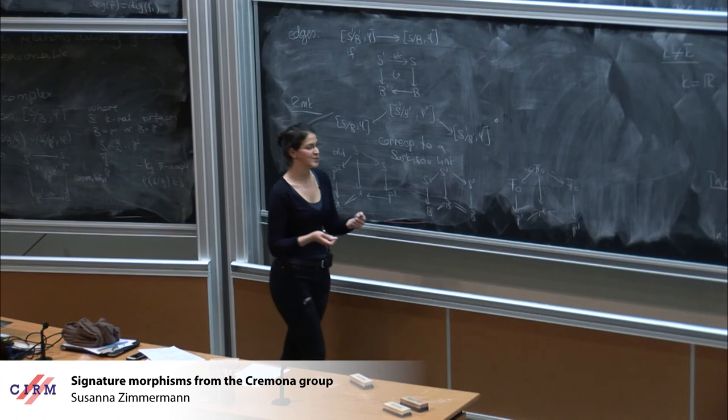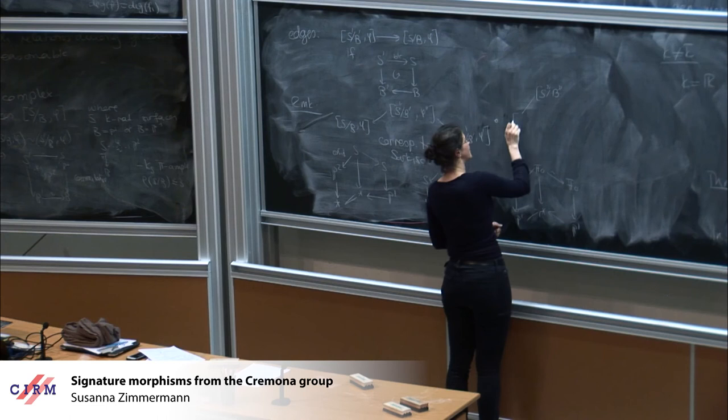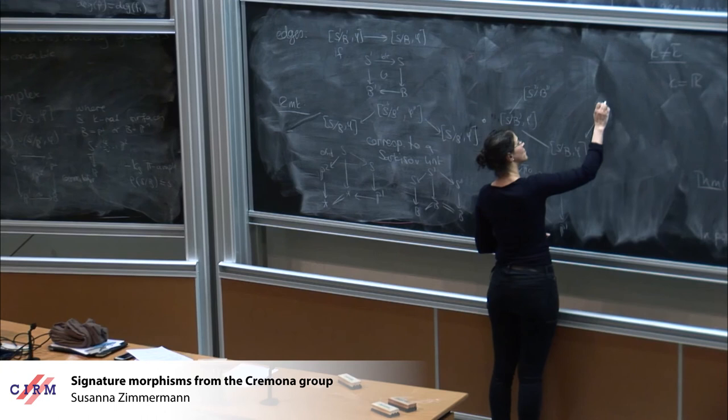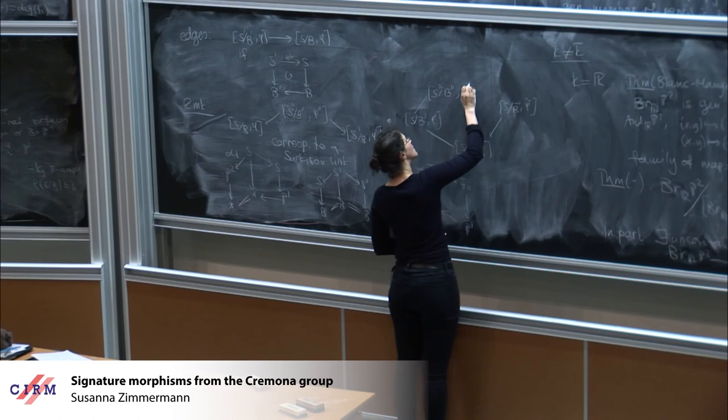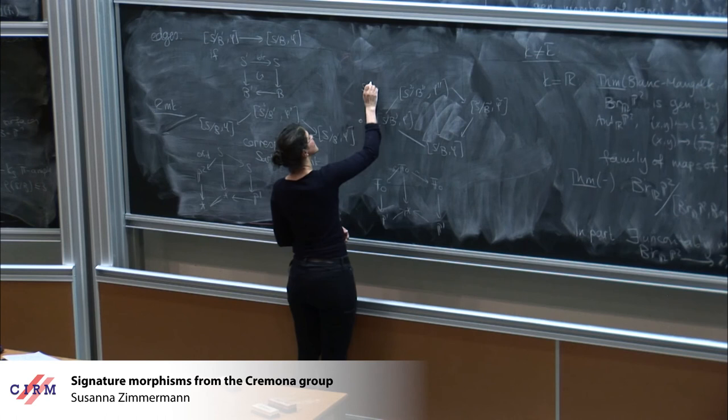And now every time we have, in the graph, the following form, we just put a square. So these are our squares.